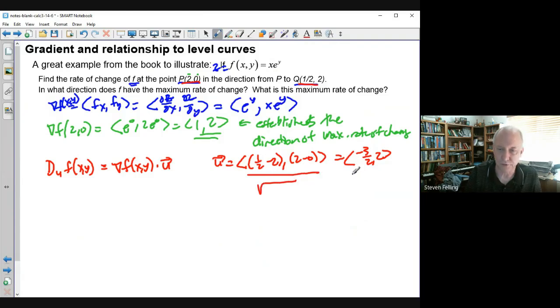So actually, let's do it over here. Divide it by the square root of 3/2 squared plus 2 squared, right? What does that turn out to be? It's going to be the square root of 9 fourths plus 4. So 16 fourths plus 4, which is 25 fourths, 25 over 4. So I think that's going to be 5/2. Yep, 5/2. So this would be -3/2 over 2 divided by 5/2.